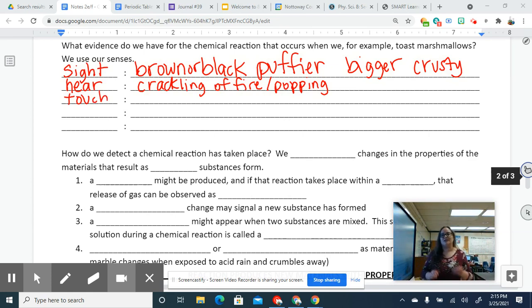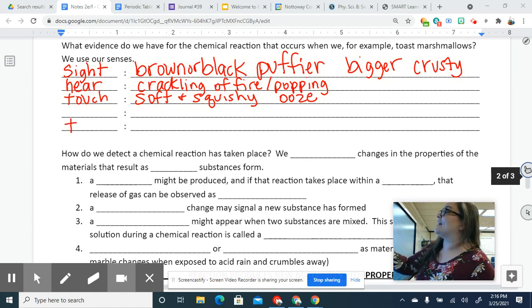Yep. All right, we've got sight, we've got sound, touch. What is the difference in touch between a toasted and an untoasted marshmallow? So yeah, an untoasted one is kind of firm, whereas a toasted one is soft and squishy. Sometimes it might even ooze, right? All that stuff comes out. All right, we got sight, we got hearing, we got touch. What are we missing?